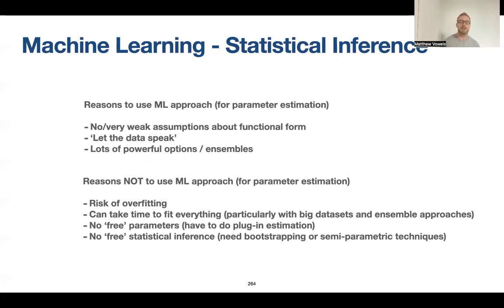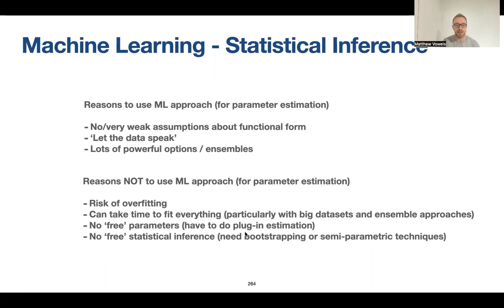So we have to then do, say for instance, plug-in estimation to get estimates of those parameters. We also don't get free statistical inference. There are some exceptions to these. You can design machine learning models that parameterize a distribution, for instance. But in general, we're not going to get free statistical inference or free parameters. And so we need some way to do so.